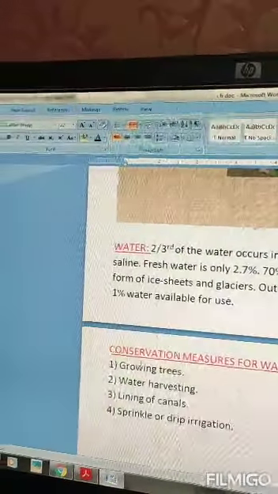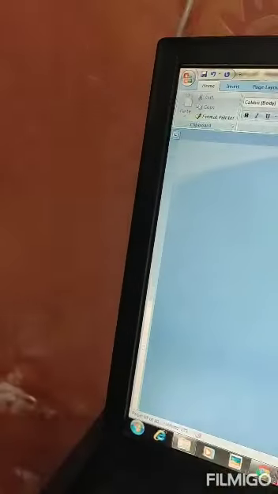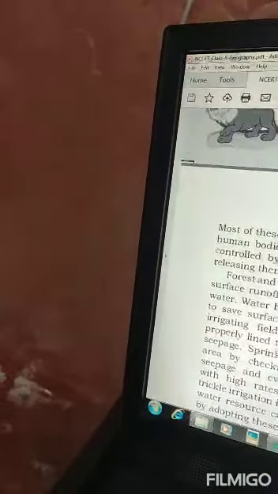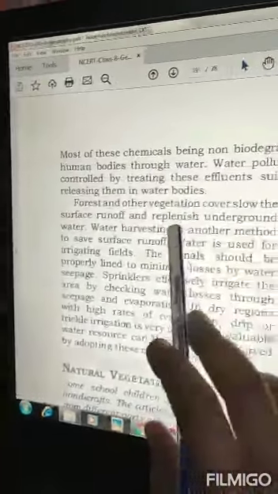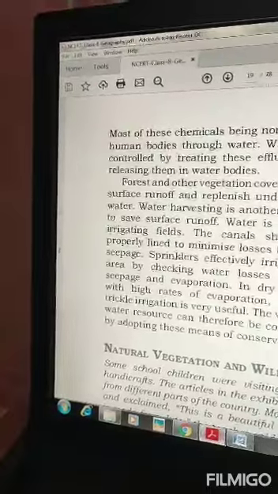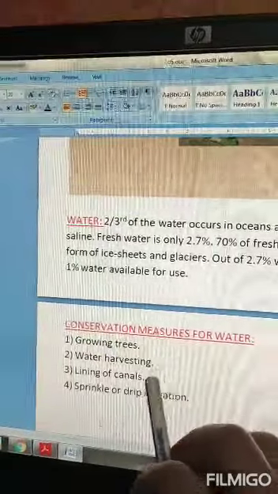Next is the conservation of water resources. We need to save the water that is available to us. Some of the measures to save water: growing trees, because you know that the roots of trees can hold water. So when trees are grown, they can save water, and they also replenish underground water. Due to trees, underground water increases. So trees should be grown, then water harvesting, that is rainwater harvesting, can be done.